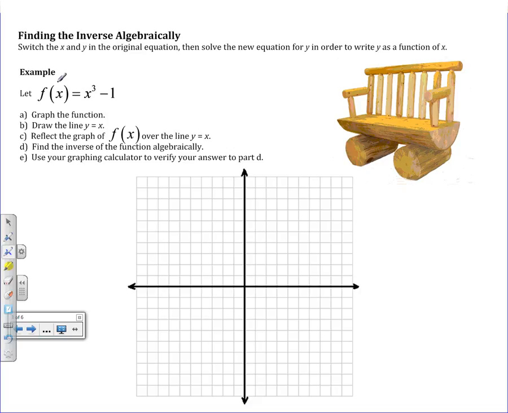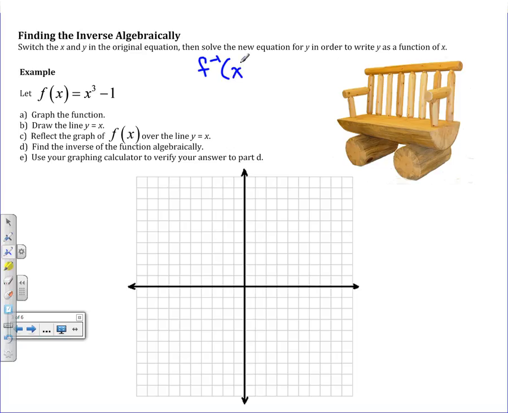Next, finding the inverse algebraically. We've done this before. All you need to do is switch the x and y in your original equation, solve the new equation for y in order to write y as a function of x. Okay, most of the time they're going to give you your original function in function notation, and therefore you should give your inverse in function notation. That is, write it as f inverse of x.